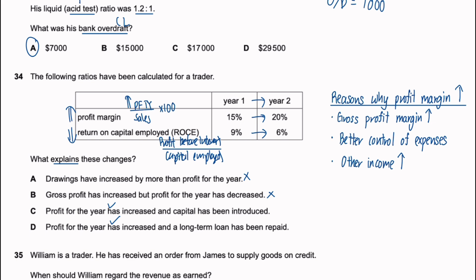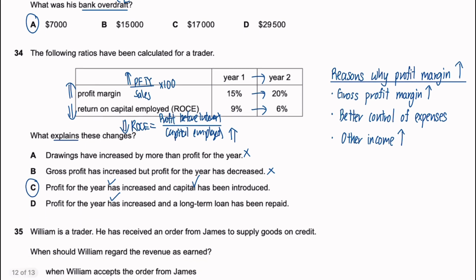So in order to make your ROCE reduce, your denominator needs to increase. Okay, so which statement shows that your capital employed has increased? So C, right? Because capital has been introduced. Long-term loan has been repaid. Because if your long-term loan has been repaid, means that your capital employed is likely to reduce. So the answer is C.